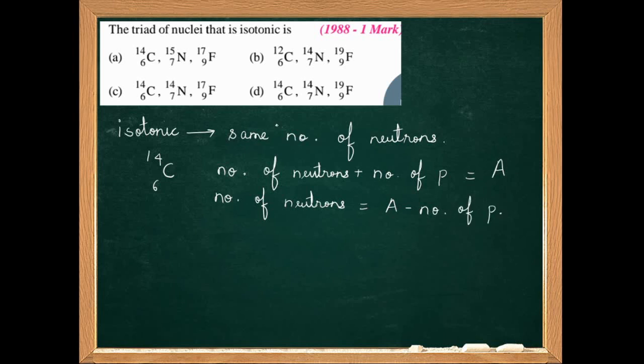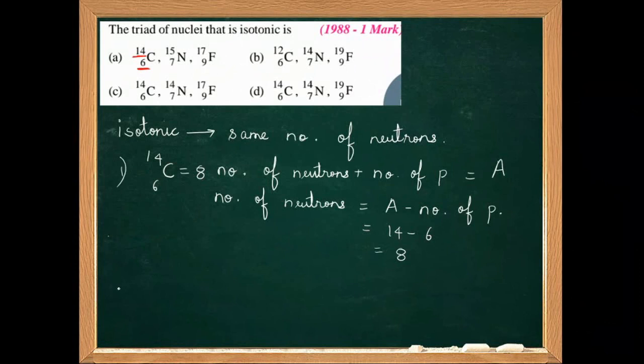Okay, so number of protons is 6 in the first case, and this atomic number is also the number of protons, and the atomic mass number is 14. Now I'll just have to subtract these values. So this will be what? 14 minus 6, which is equal to 8. Okay, so for the first case the value is 8.